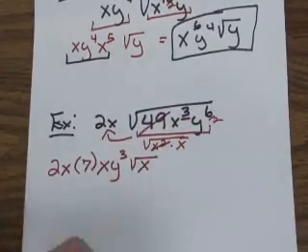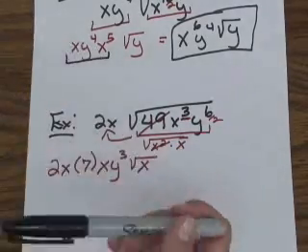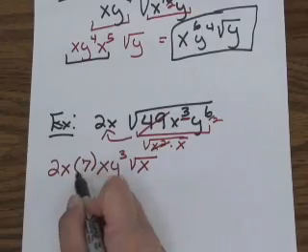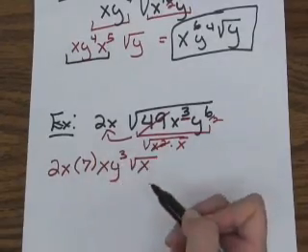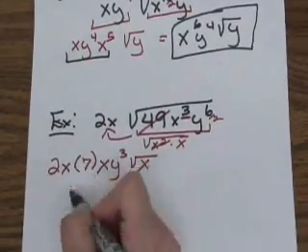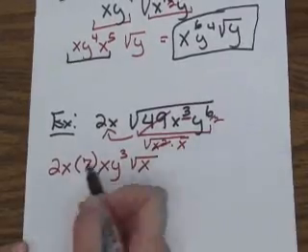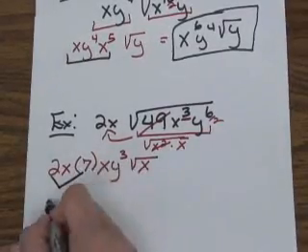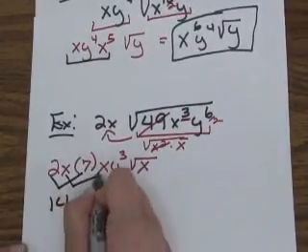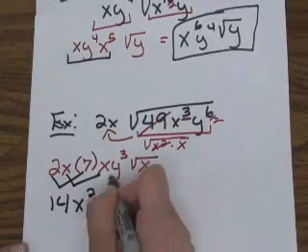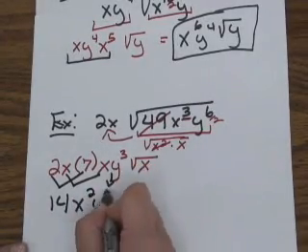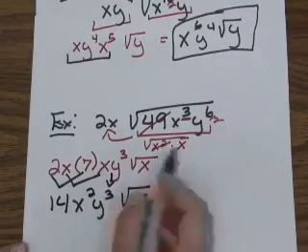So again, let's simplify. We have 2 times x times 7 times x times y cubed. We need to simplify that. We have numbers everywhere, x's everywhere. So 2 times 7 gives me 14. X times x gives me x squared, and there's nothing to multiply my y with, so I'm just going to rewrite it. And again, this would be my final answer.